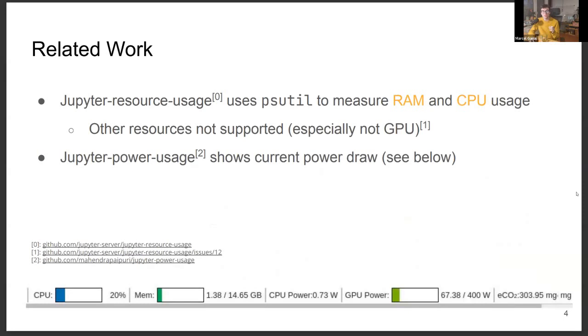So there are a few related extensions that do something similar. The most popular one by far is called Jupyter Resource Usage, and that can show the RAM that your notebook is using, as well as the CPU utilization. And since we started working on this, another extension also popped up, Jupyter Power Usage. So it deserves an honorable mention here. It has a very similar architecture. Next slide.